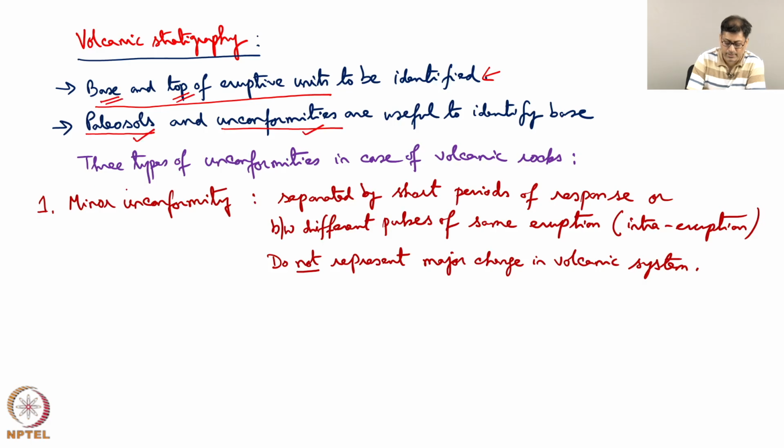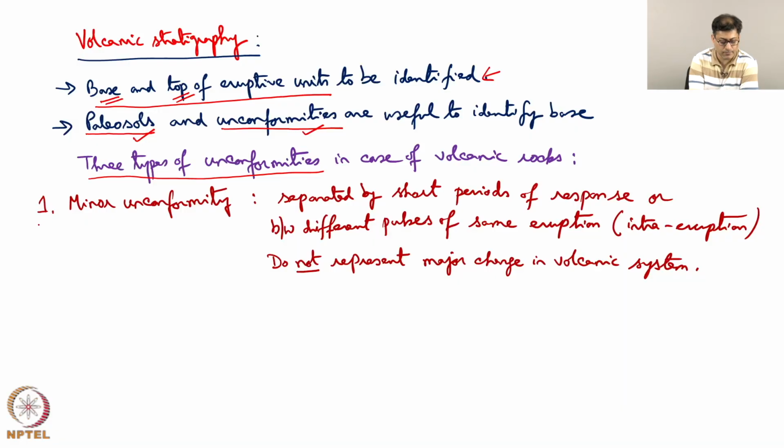In case of volcanic stratigraphy, we have three types of unconformities. New nomenclature is coming ahead, which we do not see in the usual chapters of unconformities in the textbooks in sedimentology and in structural geology. First one, we call it minor unconformity. Here the word minor means a much smaller time gap, and if you look at the definition given here, how much is the time gap, that is not precisely stated.